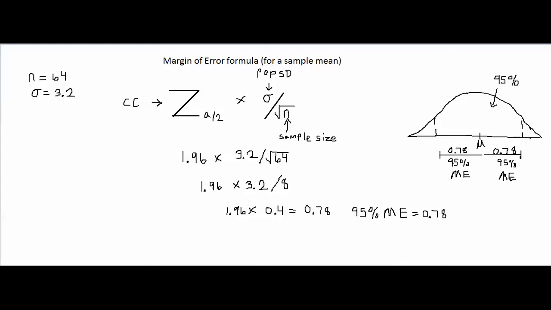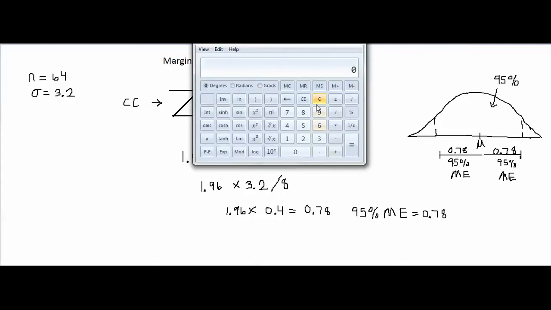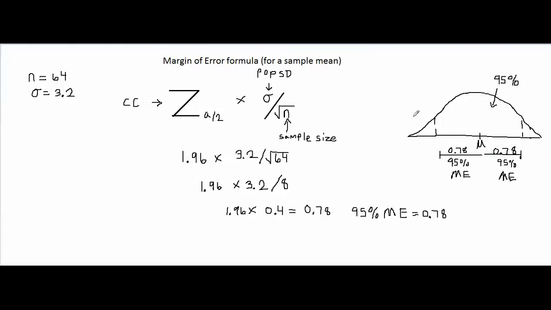So let's find out what half of 5% is. 5 divided by 2 is 2.5. That means that 2.5% of the possible samples that I could select have a sample mean down here, more than 0.78 below the population mean. And 2.5% of the possible samples have a sample mean way out here, more than 0.78 above the population mean.